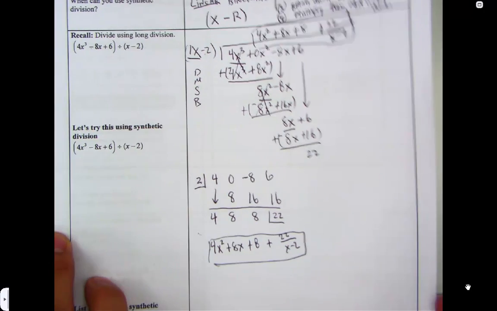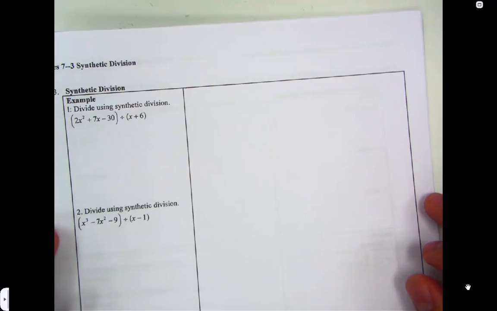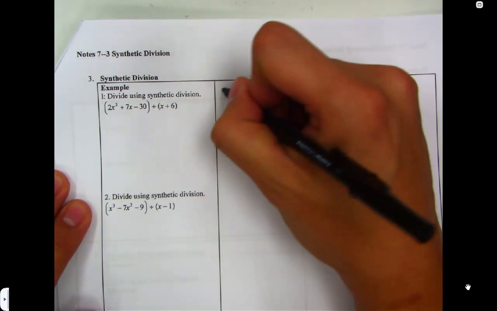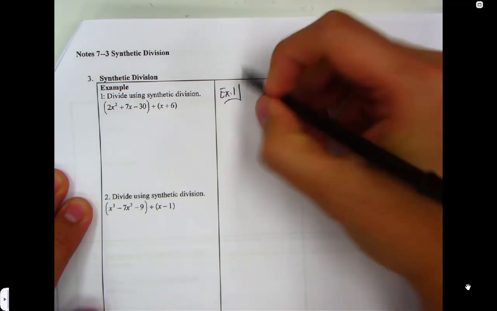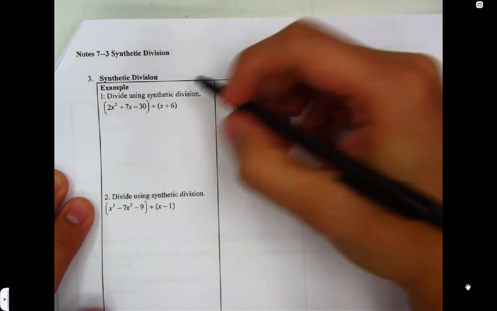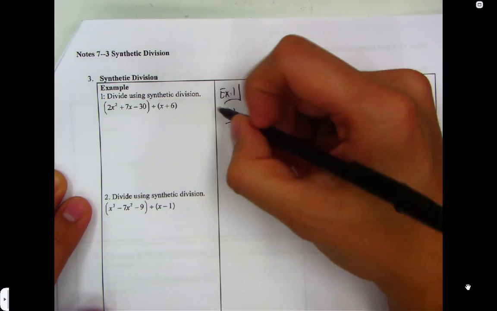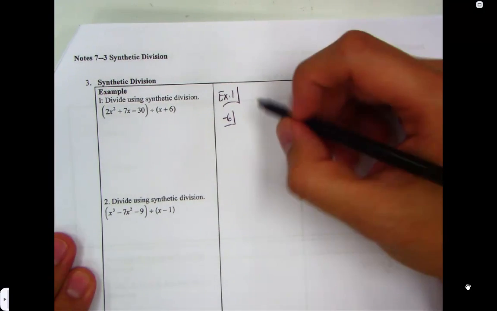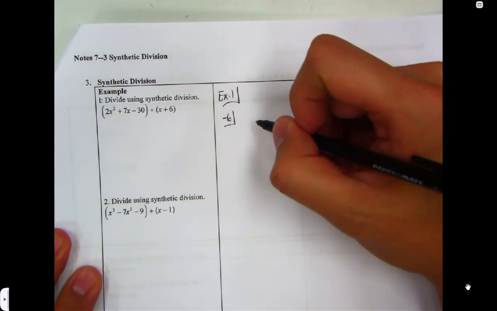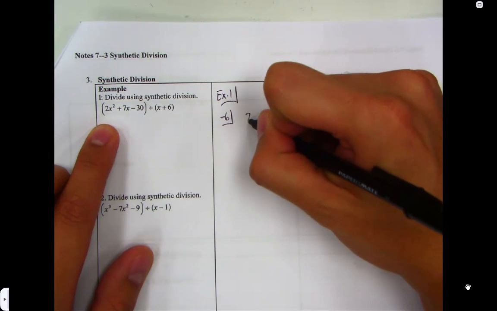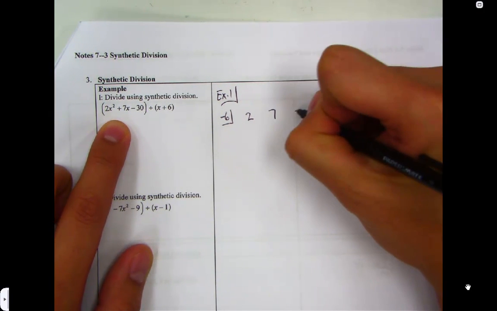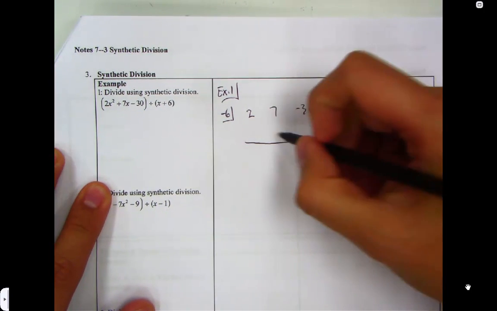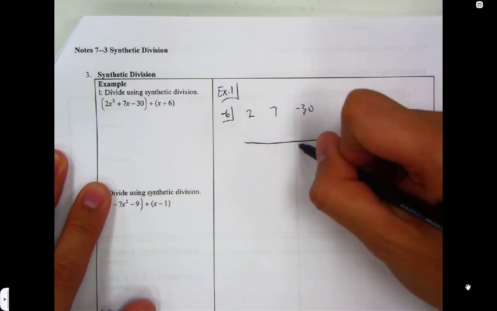Alright, so let's try a couple more. Example 1. So the first step is to take the opposite of the linear binomial. So here it is. So take the opposite of that, negative 6. Then we're going to write all the coefficients, actually, not the leading. So the first coefficient is 2, 7, and negative 30. There's nothing missing in between, so no need to write a 0. This last one is our remainder.